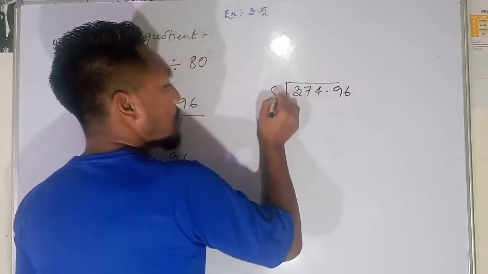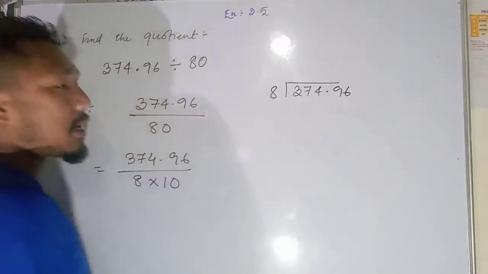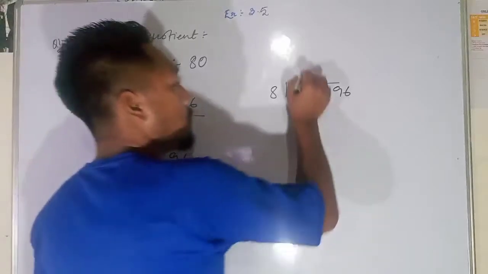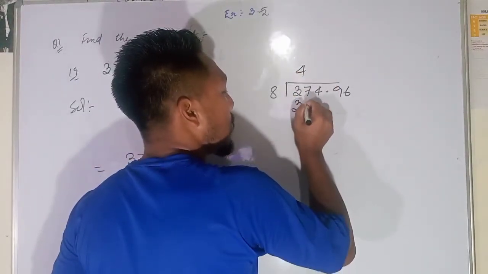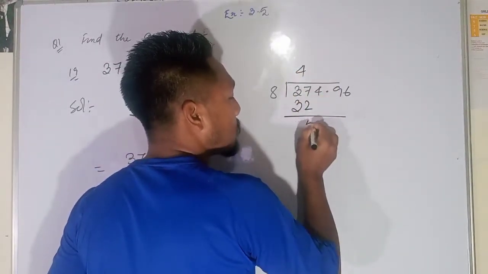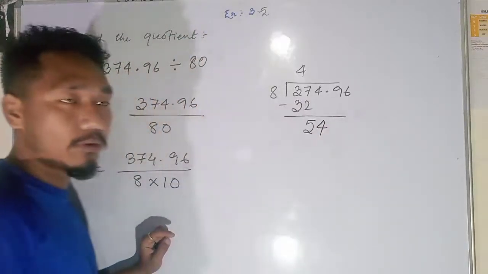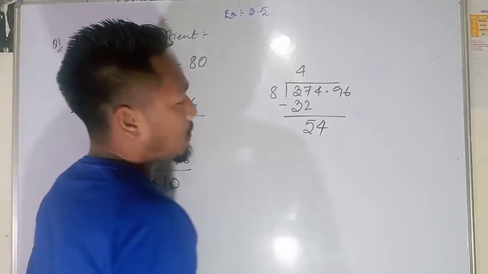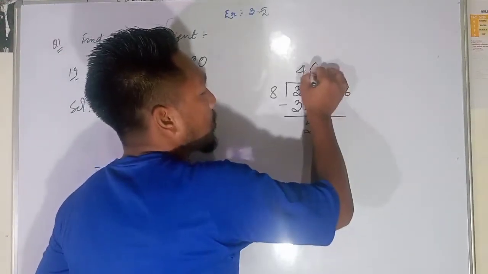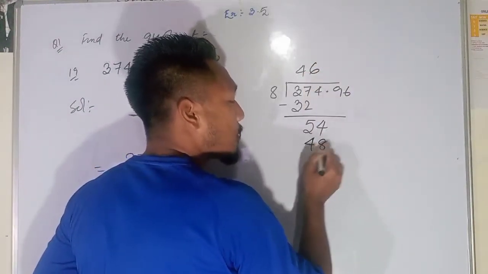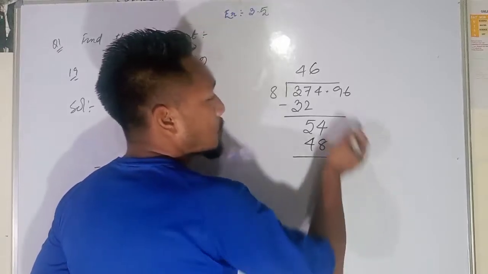374.96. So 8 and how many times? 8 4s are 32. What is the answer? 5. Subtract it, then 54. 8 7s are 56. 8 6s are 48. So subtract it, how much did you get? 6. So I have to bring down 9.